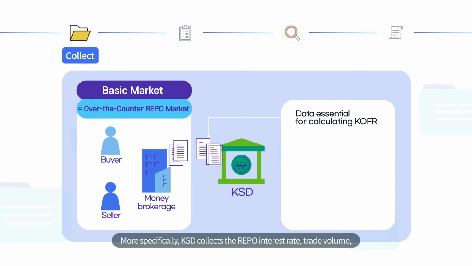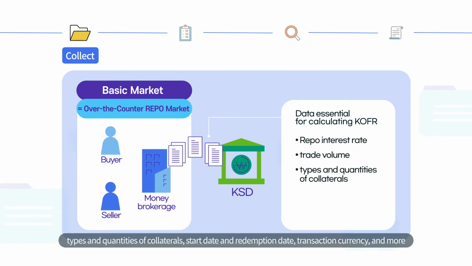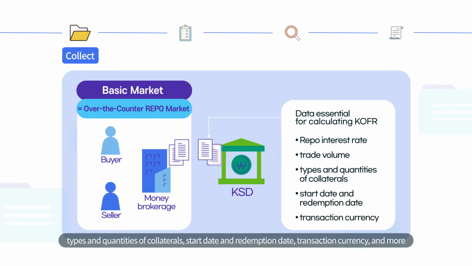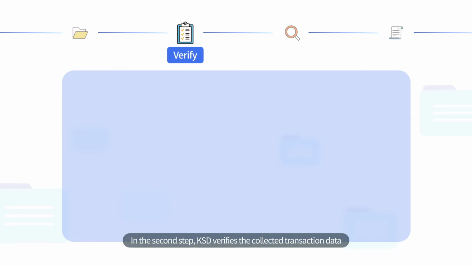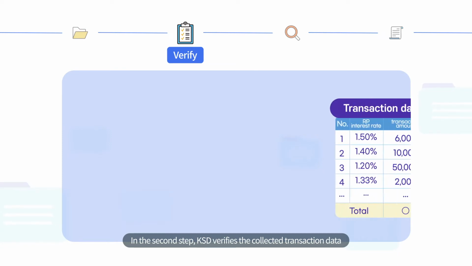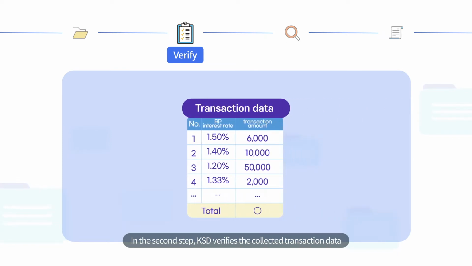More specifically, KSD collects the repo interest rate, trade volume, types and quantities of collaterals, start date and redemption date, currency, and more. In the second step, KSD verifies the collected transaction data.